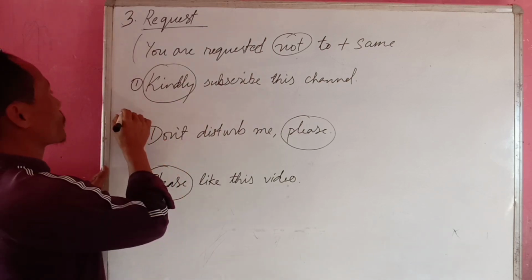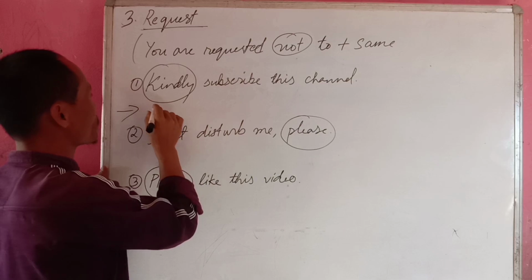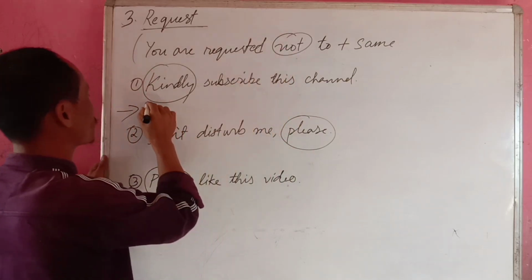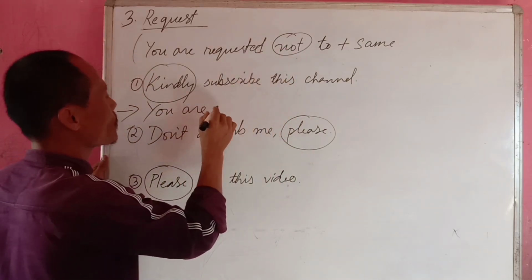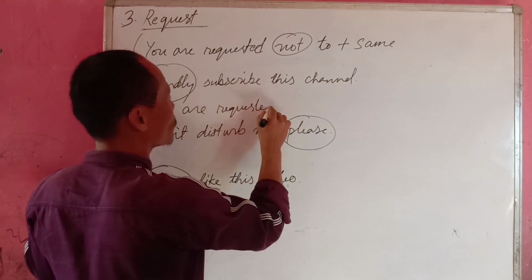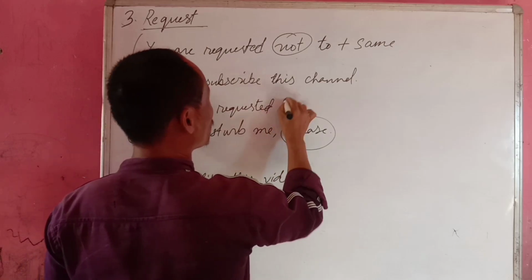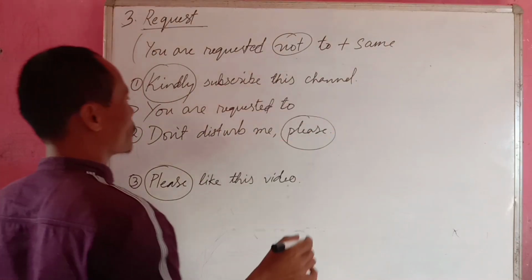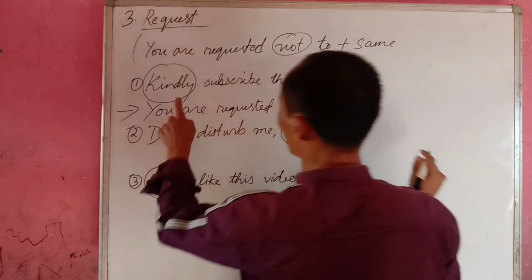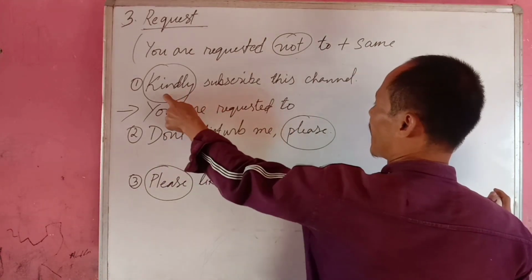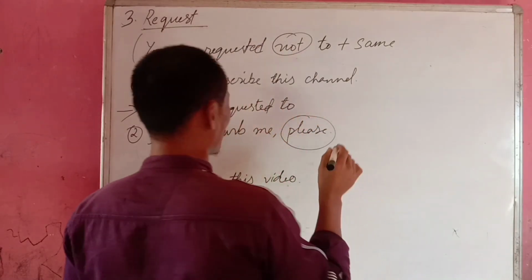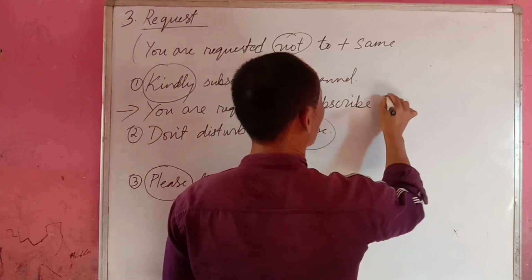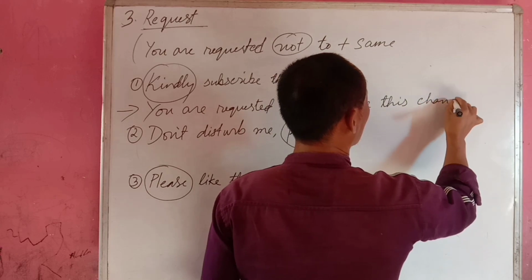That is, we will write this phrase: kindly subscribe this channel. This is an affirmative sentence, so we will not use not. So, you are requested to, and after that, the same sentence as it is in the active voice. We have to remove only the request word, kindly or please. This type of words we have to remove. You are requested to subscribe this channel.